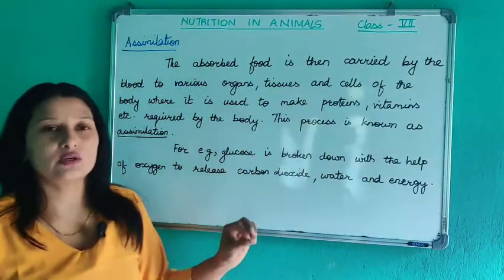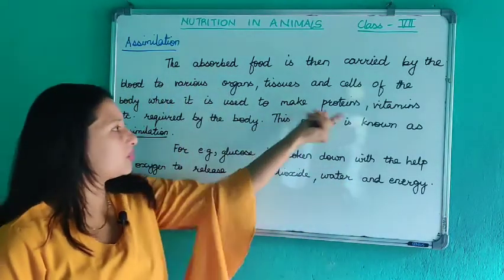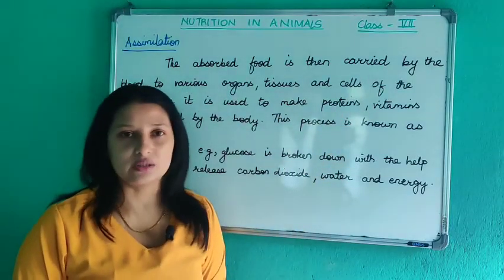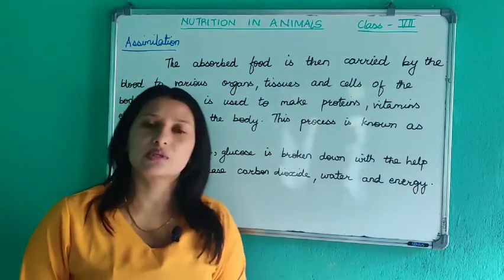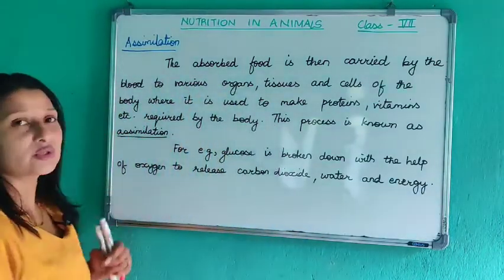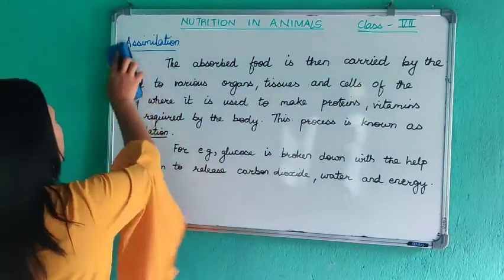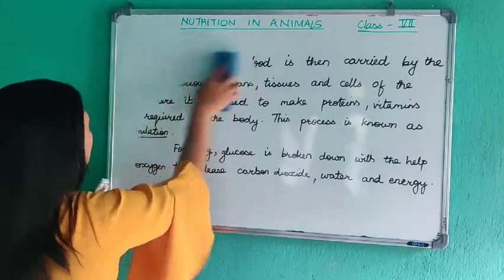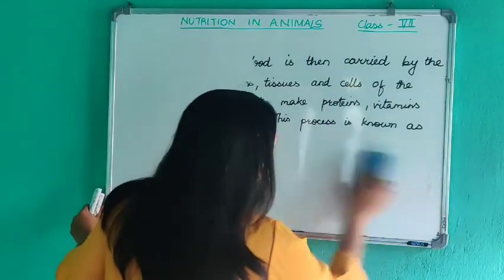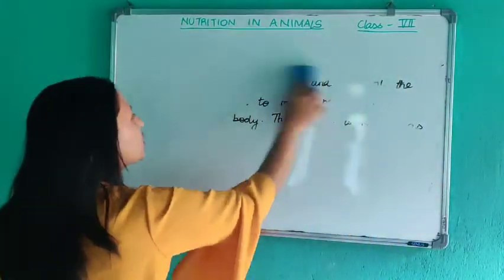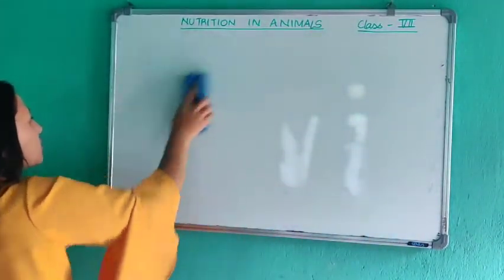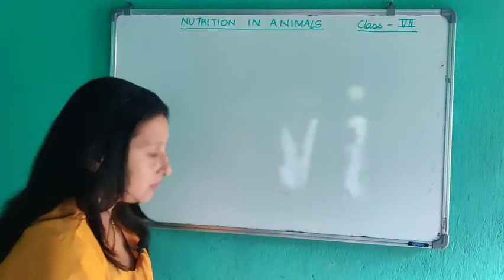Or sometimes it is taken to tissues where proteins are produced. If the body requires protein, then proteins are produced. That is assimilation. Okay, now this is all about the small intestine, absorption and assimilation. Now let us move on to the next part of the alimentary canal. Which is the next part of the alimentary canal after small intestine? I think you have guessed it right. It is large intestine. Okay, so today let us study about large intestine.